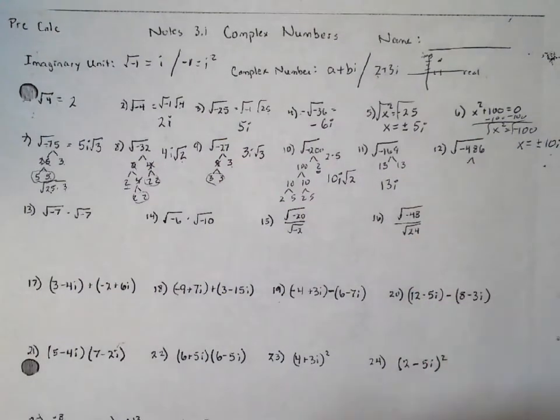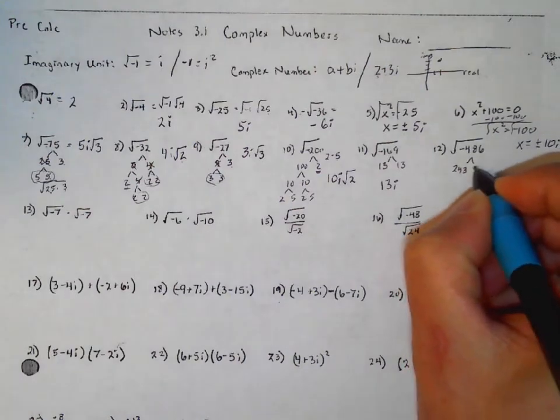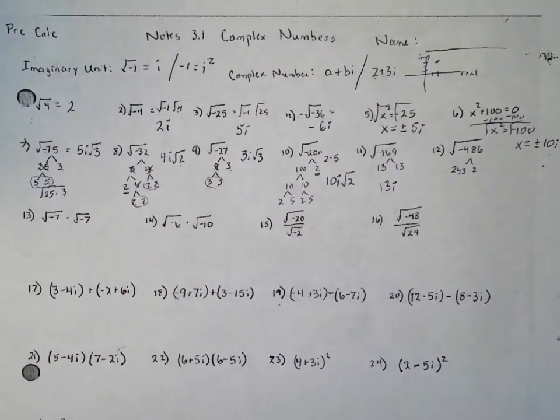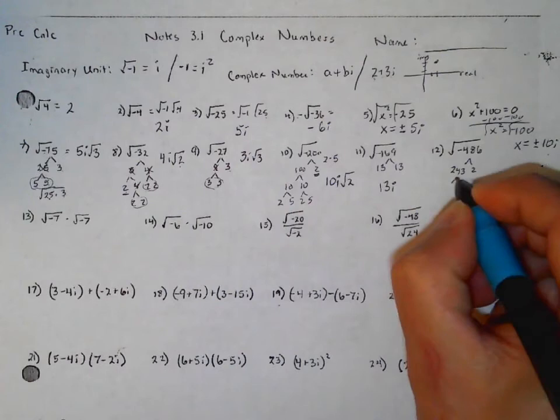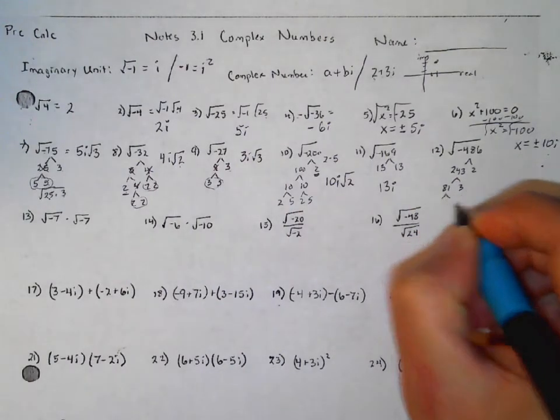Okay, so 486. I don't know off the top of my head, but I know it's even, so I'm just going to divide it by 2. So it's 243 and 2. And then 243, I'm using my calculator here to decide. Okay, it is 3 times 81. Sometimes it takes a little bit to find that, and 81 is 9 times 9.